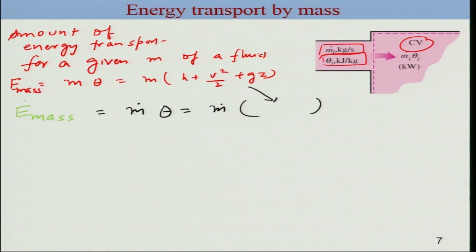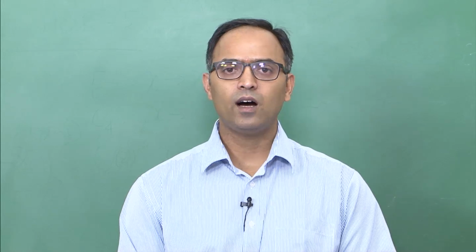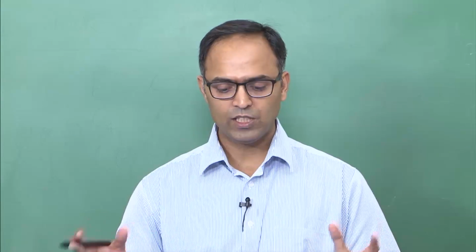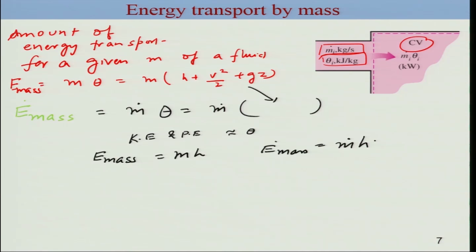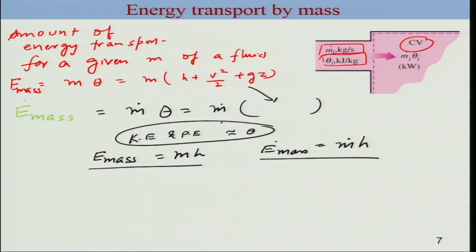Now in many cases your kinetic energy and the potential energy are negligible, because the major change for the system which we typically consider is due to the change in the enthalpy. So when you consider your kinetic energy and potential energy negligible compared to the enthalpy, your E mass can be written as m h, or your rate of energy transport due to this flow of mass in the system is m dot h. So this is the expression we are going to use for the case when we can consider kinetic energy and the potential energy negligible.